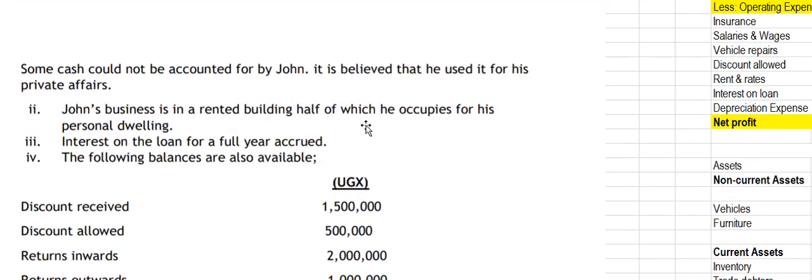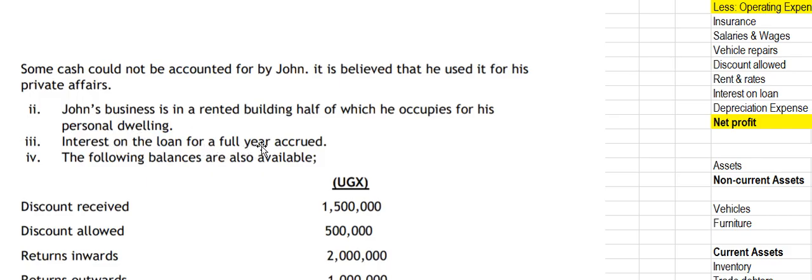John's business is in a rented building, half of which he occupies for his personal dwelling, meaning that part of the building is for business, the other part is for personal affairs. So meaning that the rent and rates have to be shared. So half of the rent and rates belongs to the business, then half of the rent and rates still, that is John's private life. So I see drawings there.